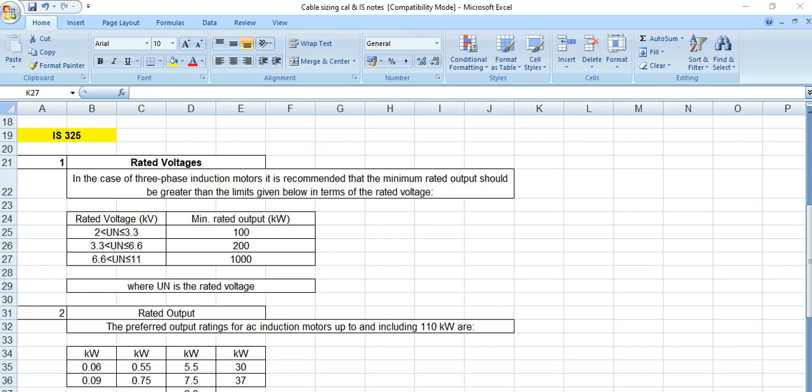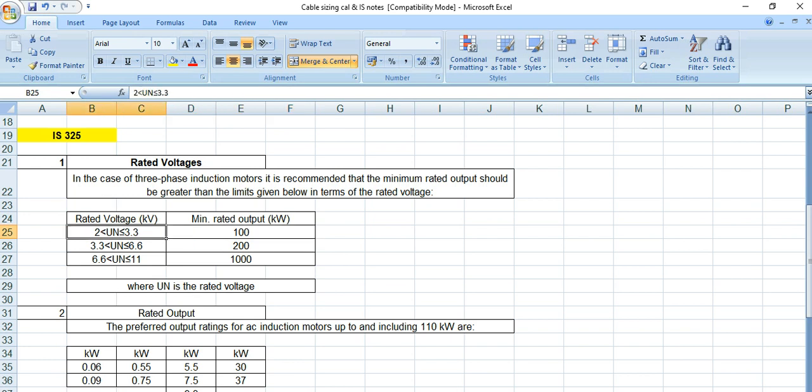You can see this based on the rated voltage. The minimum rated output in kilowatt is specified in the standard. Suppose the rated voltage is greater than 2 kV and less than or equal to 3.3 kV, in that case the minimum rated output will be 100 kilowatt.